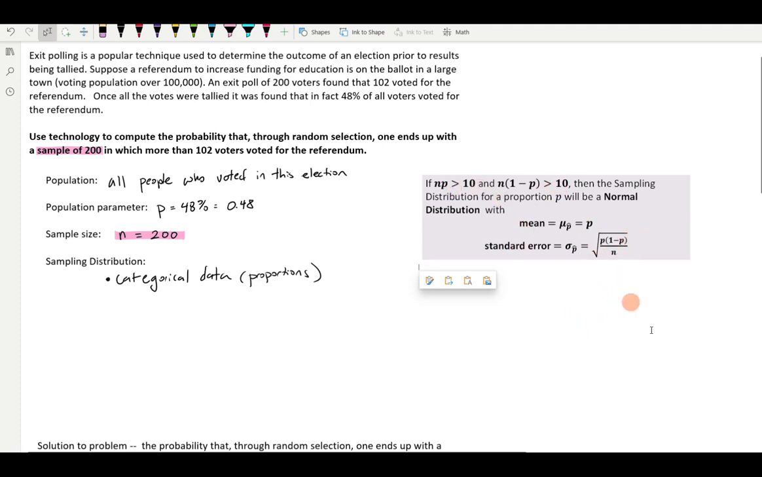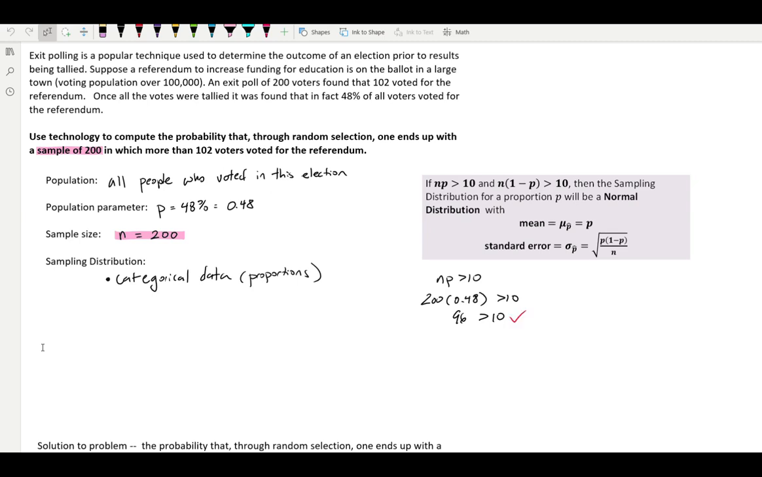So let's check and see if our situation meets these conditions. We need that n times P is greater than 10. So that means the sample size, 200, times the population parameter, the actual number from the population, 48%, needs to be greater than 10. 200 times 0.48 is 96. So yes, indeed, we achieve that first goal.